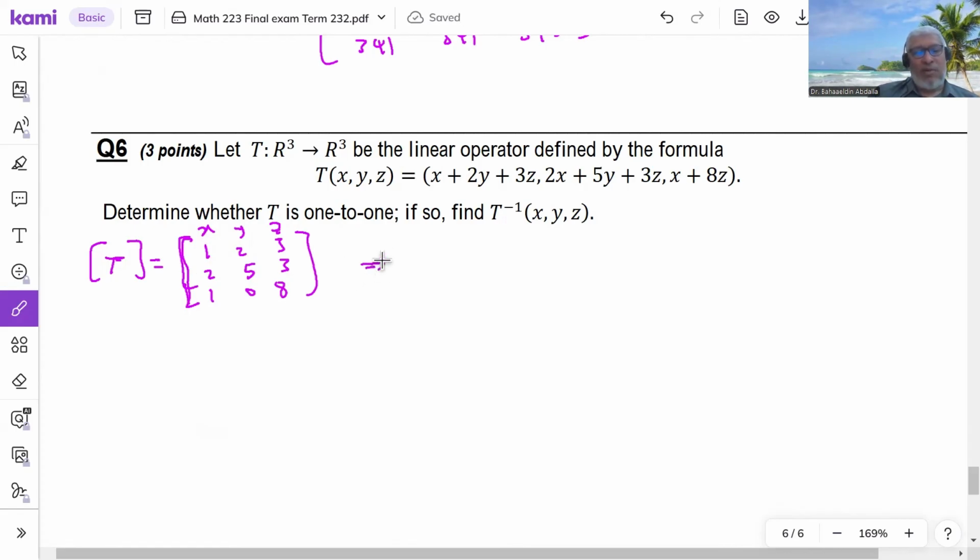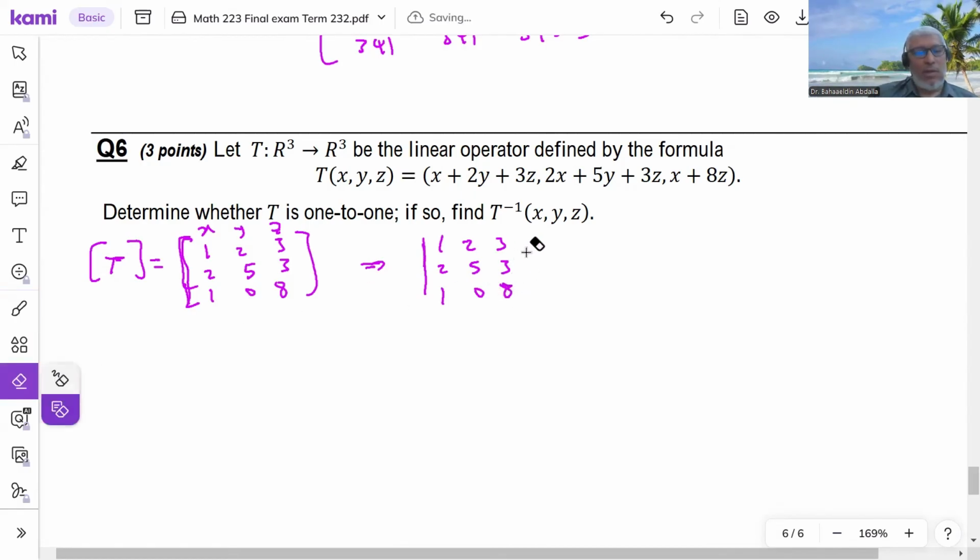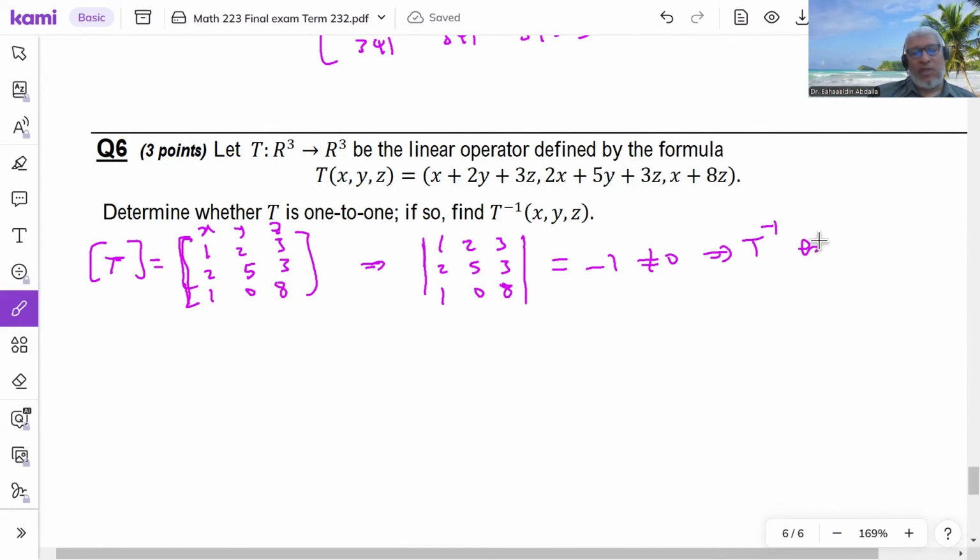You can find the determinant to check whether T inverse exists or not. So the determinant of this matrix, you can find it by calculator also if you like. And make sure that you check that it is -1, different than 0. So T inverse exists. So T is 1 to 1.